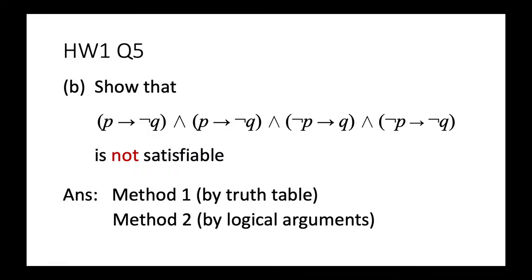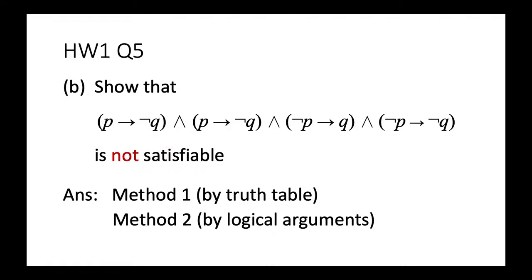So how do we show this? There are actually two ways. The first one is to show something is not satisfiable. We can always use a truth table to do so by listing out all the possible cases. So P true, Q true; P true, Q false; P false, Q true; P false, Q false. So there are 4 cases to consider. And then we will see that no matter which case we are talking about, the overall expression is false, in which case it is not satisfiable. So this is method 1.